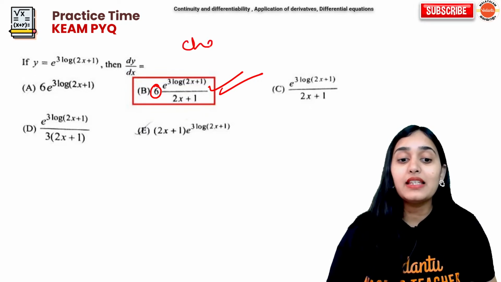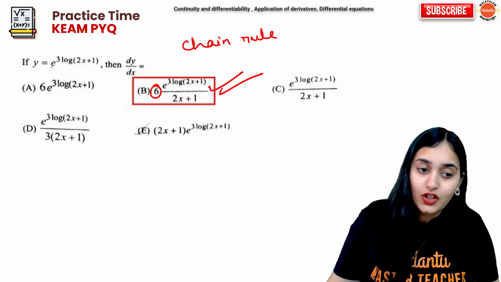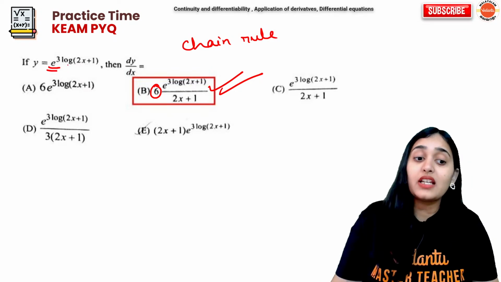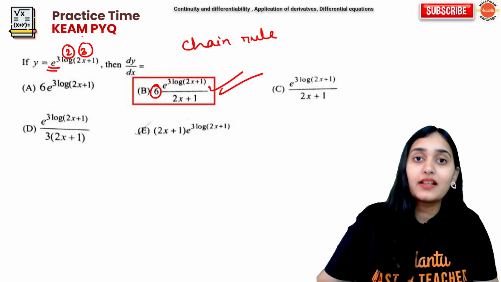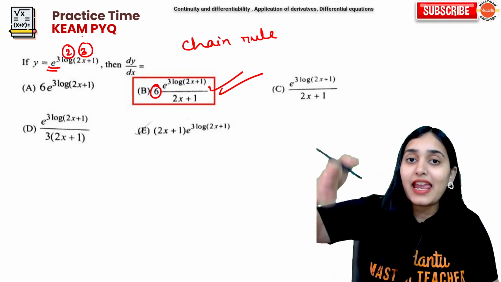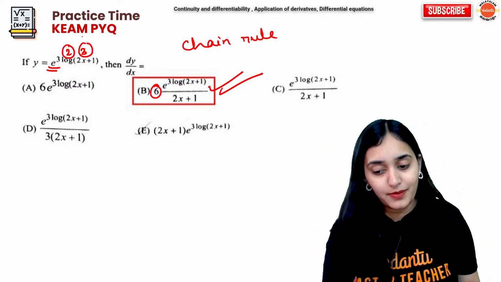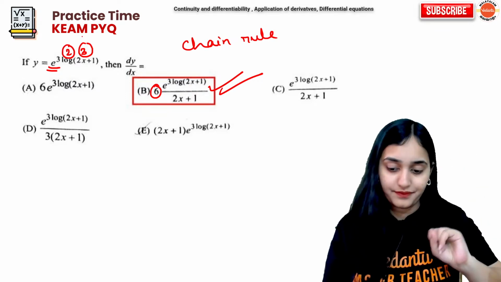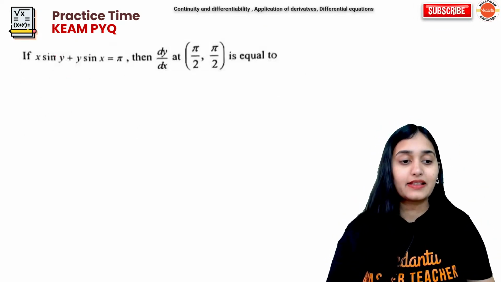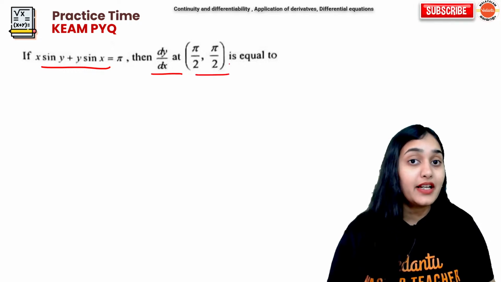I am using chain rule. Chain rule says that keep differentiating. So you differentiated e, then you differentiate log, then you differentiate 2x. Keep differentiating every function you see one after the other and multiply them. Okay, that is chain rule which is used here. Next, differentiate this and find dy by dx at pi by 2.